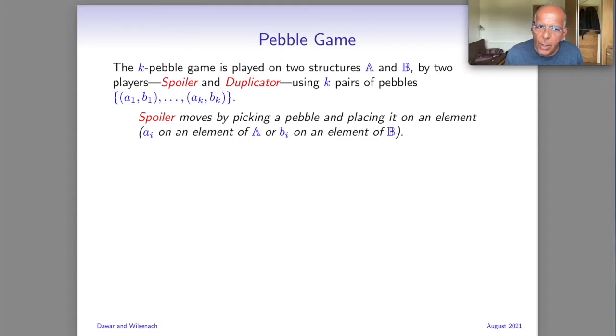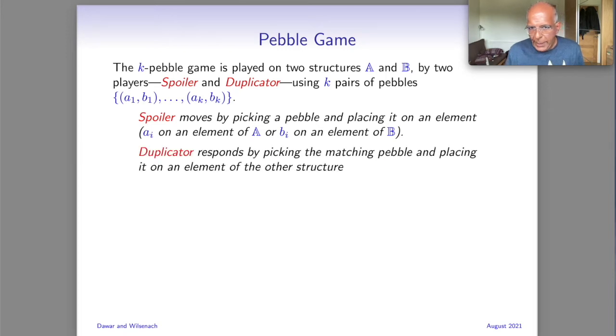A pebble AI on an element of A, or a pebble BI on an element of B. So spoiler chooses one of the pairs and places either the B pebble in the pair on an element of B or the A pebble of the pair on an element of A. Duplicator has to take the other pebble in the pair and places it on an element of the other structure.